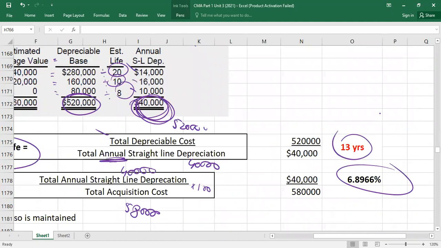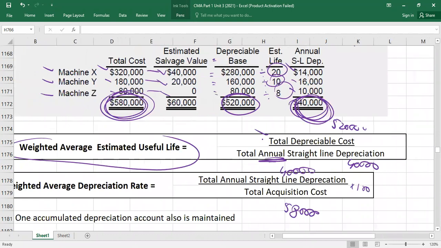And maybe you might think, sir, I can get the average life this way also: 20 plus 10 plus 8 divided by 3. What if you have 1,000 assets? It is very hard for you, right or wrong? So follow this formula. What's the formula? Total depreciable base divided by annual depreciation.